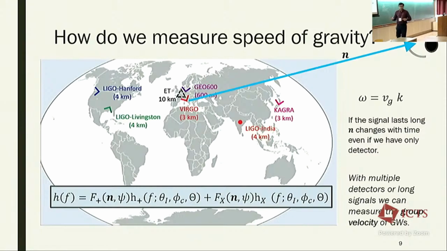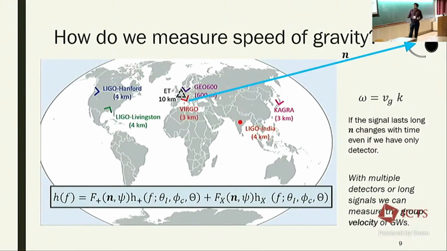And as the signal is in band, let's say for 2 hours, the Earth will rotate around 30 degrees. So if the Earth rotates, this vector n actually changes. And as this vector n changes, we get the speed of gravity in the expression. So effectively, what we can say is that each frequency arrives at a different time, and the time at which each frequency arrives is dependent on the speed of gravity.